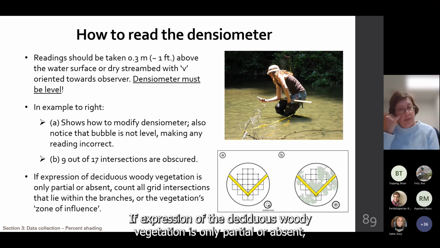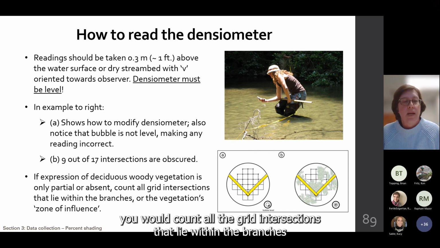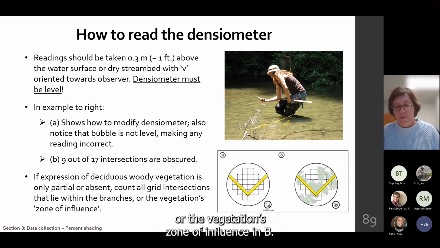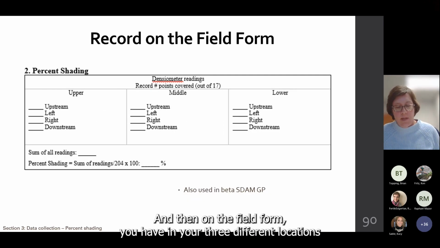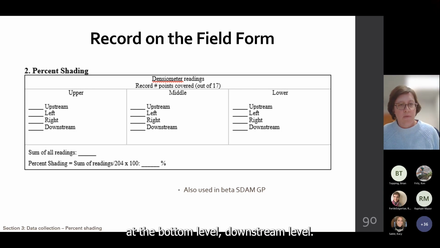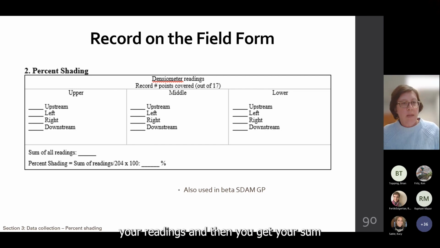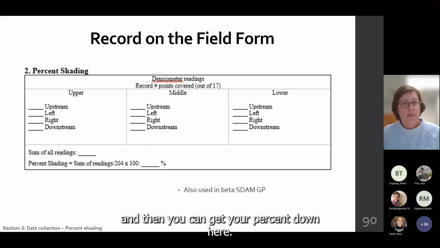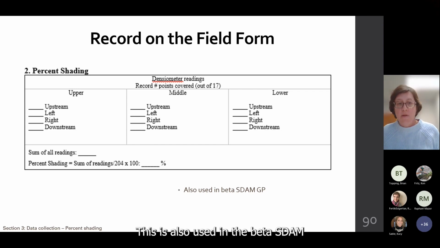If expression of the deciduous woody vegetation is only partial or absent, you would count all the grid intersections that lie within the branches or the vegetation's zone of influence in the V. And then on the field form, you have your 3 different locations: the upper part of the reach, the middle, and then the end of the reach at the bottom, the downstream end. And here you record all your readings, and then you get your sum, and then you get your percent down here. This is also used in the beta SDAM for the Great Plains.